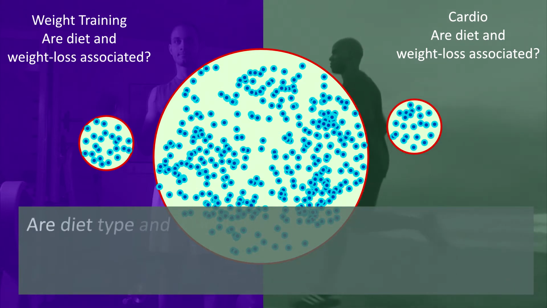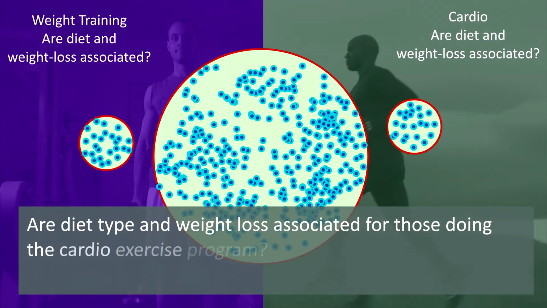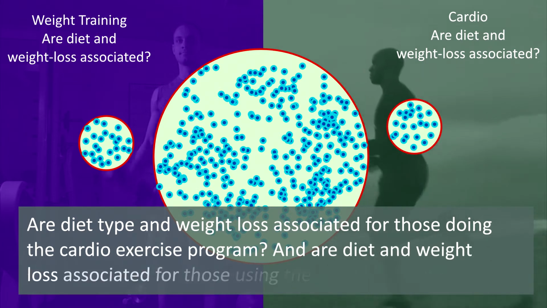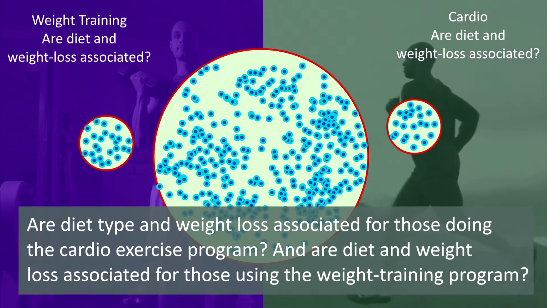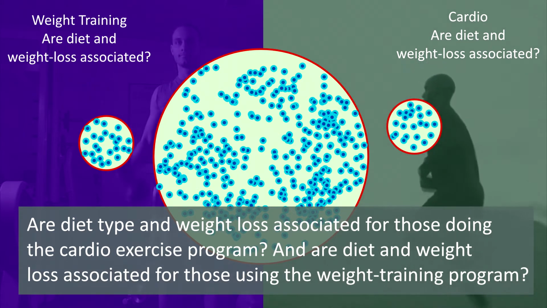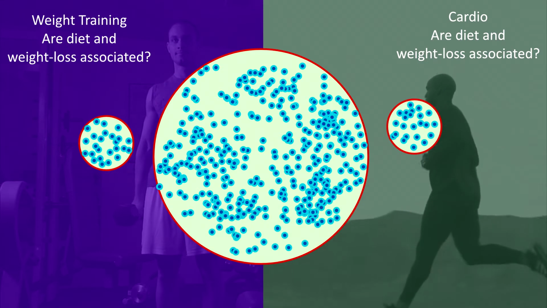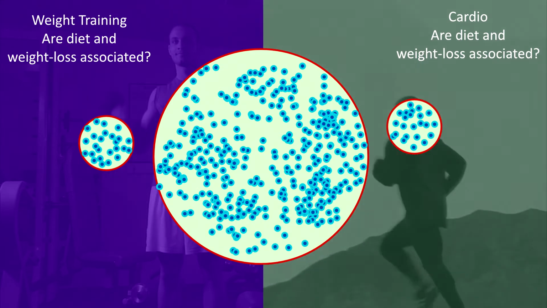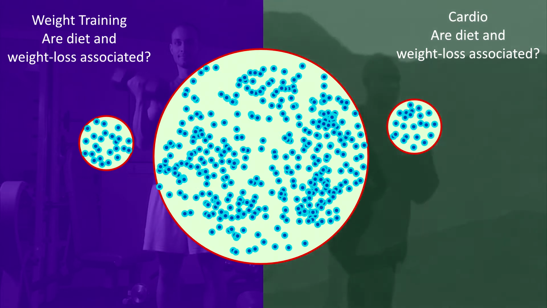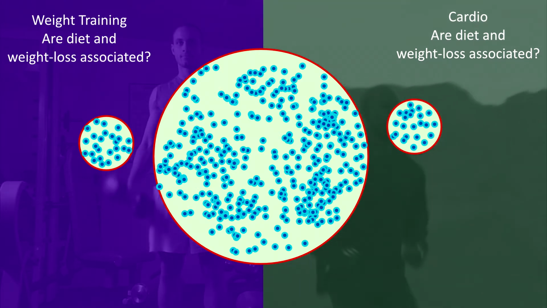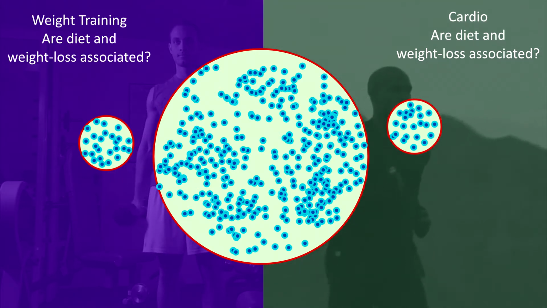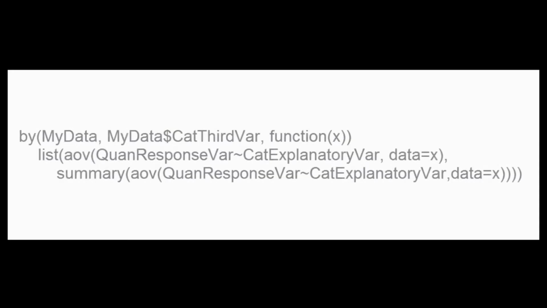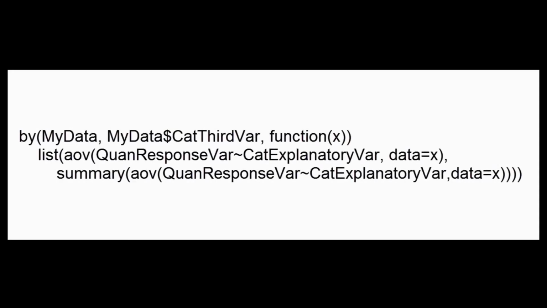That is, are our diet type and weight loss associated for those doing the cardio exercise program, and are our diet and weight loss associated for those using the weight training program. To accomplish this, we're going to run two separate ANOVAs, one for each level of the third variable, that is, for each exercise program. Syntax to be added to your code is circled here in red.